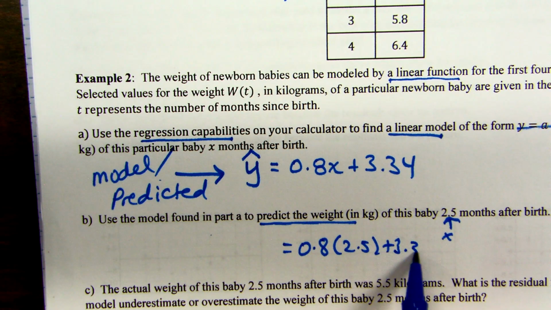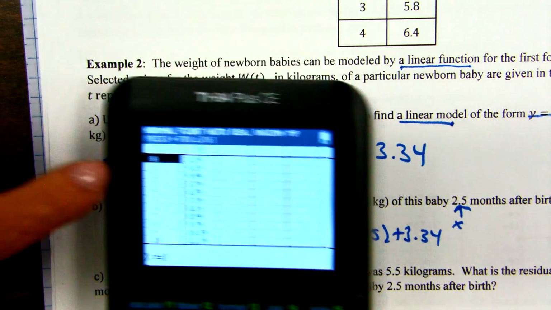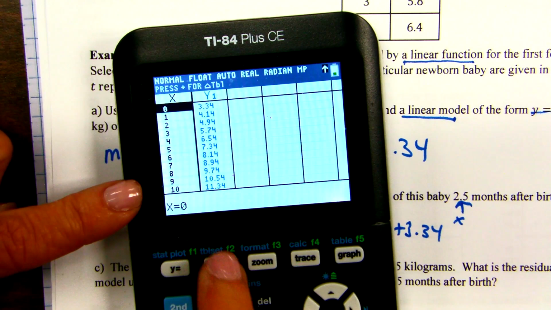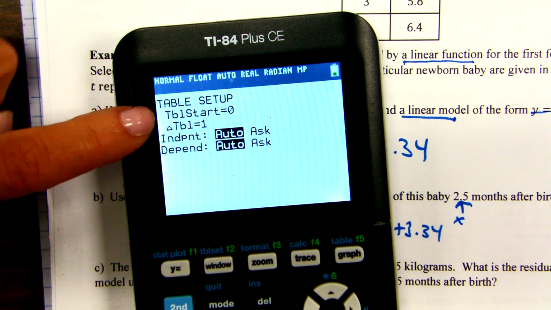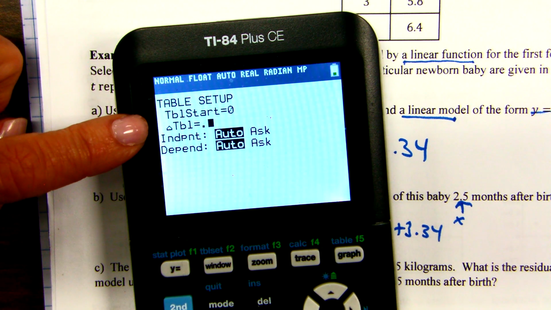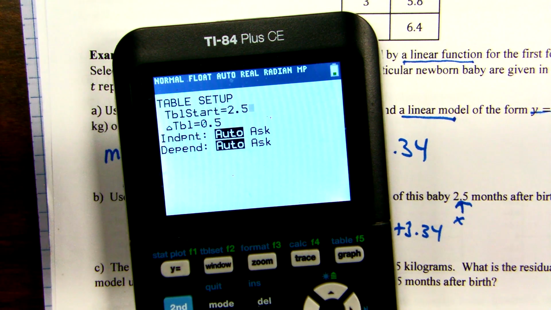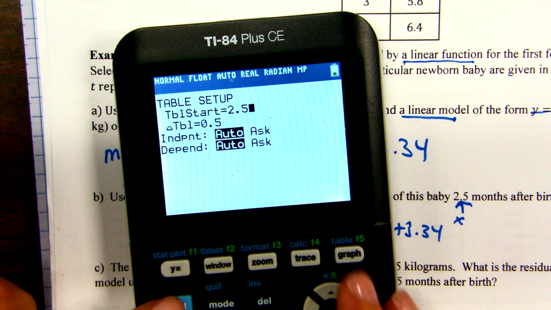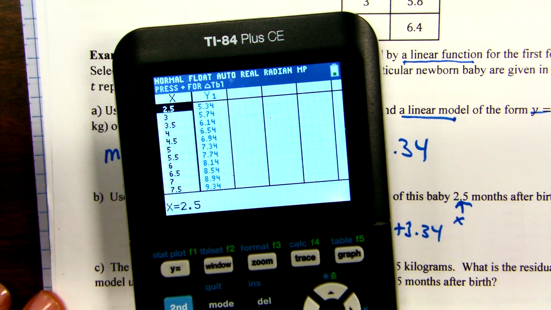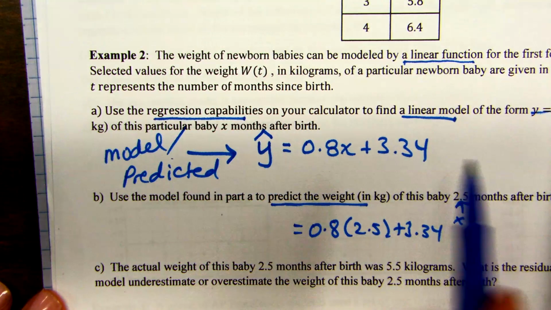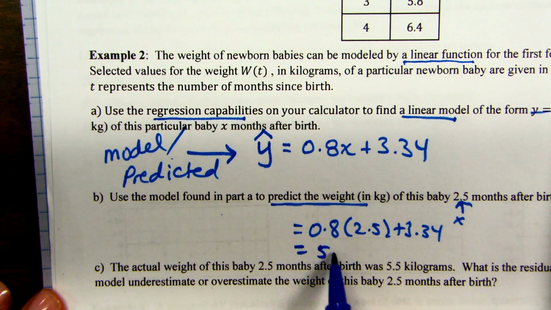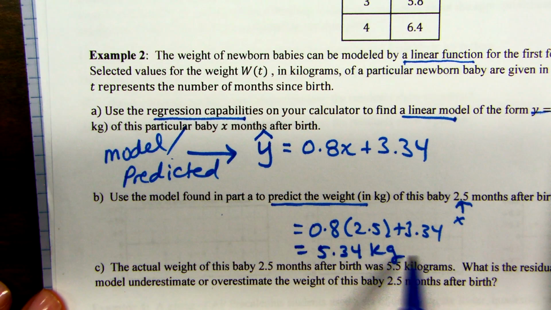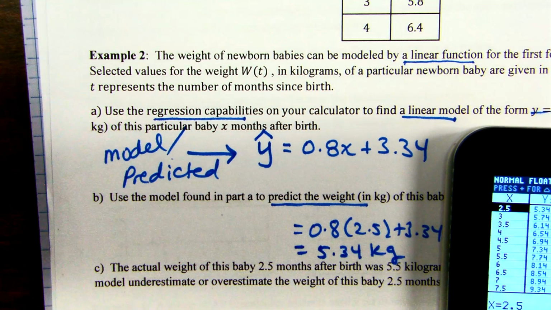It's probably quicker to just plug in as a slope-intercept form. It's nice and easy. But you could use your table and do your change in table to see where it says change in table, it's counting by ones. If I want it to count by 0.5s, or I could have just told it to start at 2.5, one or the other, both, it's fine too. And that would tell me at 2.5 months, the baby would weigh 5.34 kilograms. So whether you use the table or actually did the math yourself, you should get the same answer.